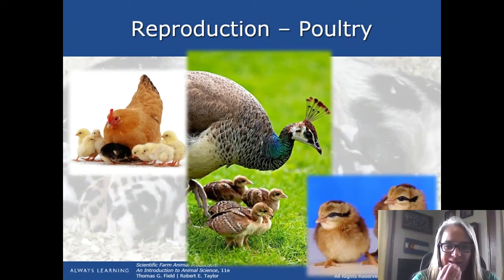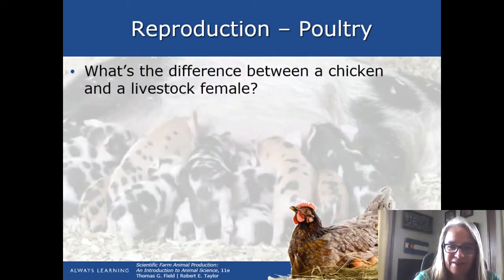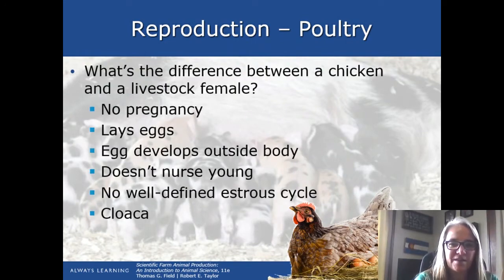Before we get started on that, just a quick little minute about poultry reproduction. We didn't study that a lot in the previous chapter, chapter 10 of the text, but poultry reproduction is significantly different than the reproduction of the farm animals we studied. First off, there is no pregnancy per se. The avian species lays eggs, and those eggs actually develop outside the body. So chickens don't nurse their young. They actually don't have a real well-defined estrous cycle, and they lay eggs through the cloaca.